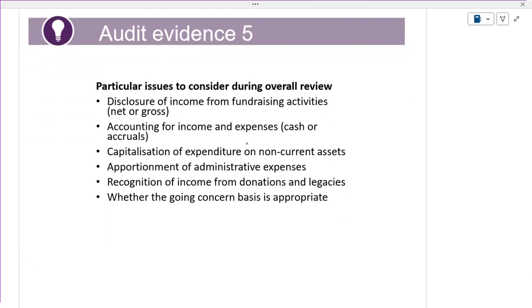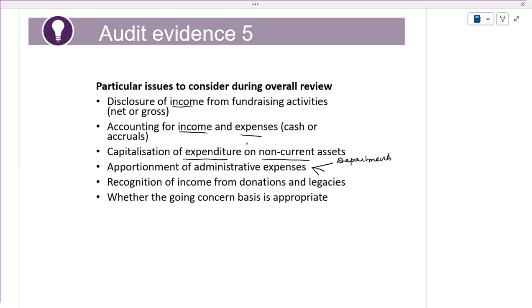Particular issues to consider in overall review: disclosure of income from fundraising, accounting for income and expenses, the capitalization of expenditure, non-current assets. We have done this. That is how, when it has to be capitalized, when it should not be capitalized. Apportionment of administrative expenses for different departments. Any doubt is there, stop me, okay? Or you can ask me in the end.